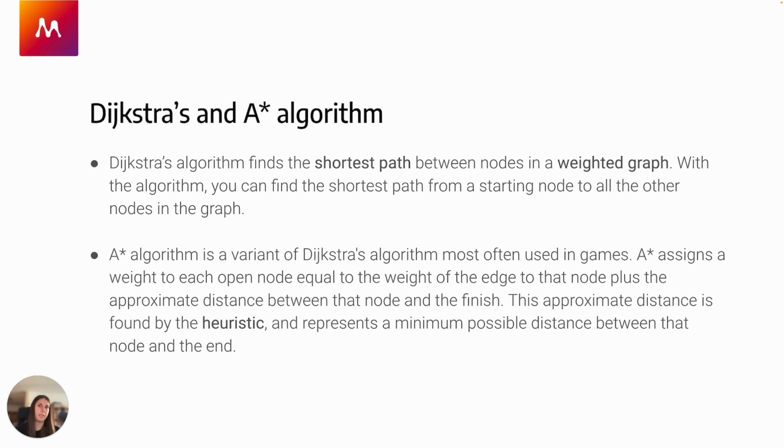The A-star algorithm is a variant of Dijkstra, and it's most often used in games. It assigns a weight to each open node equal to the weight of the edge to that node plus the approximate distance between that node and the finish node. That approximate distance is found by a heuristic and represents a minimum possible distance between that node and the end.